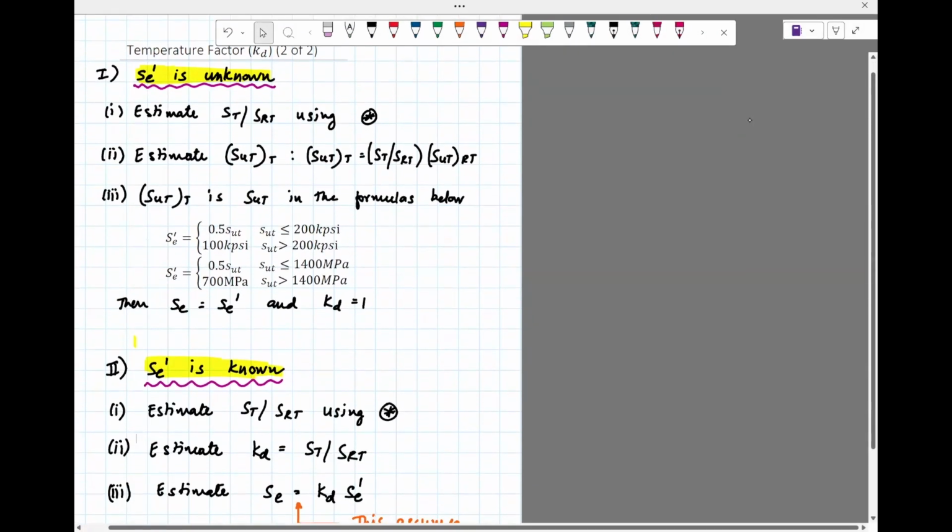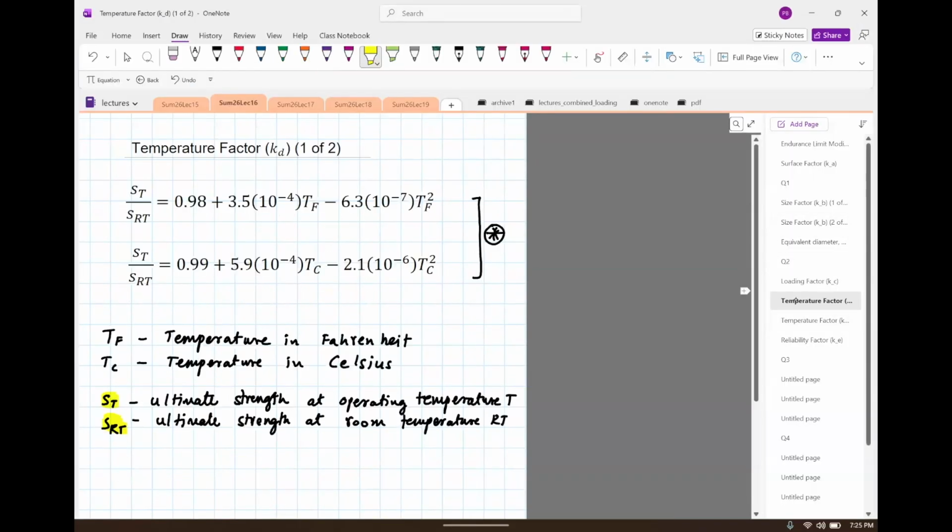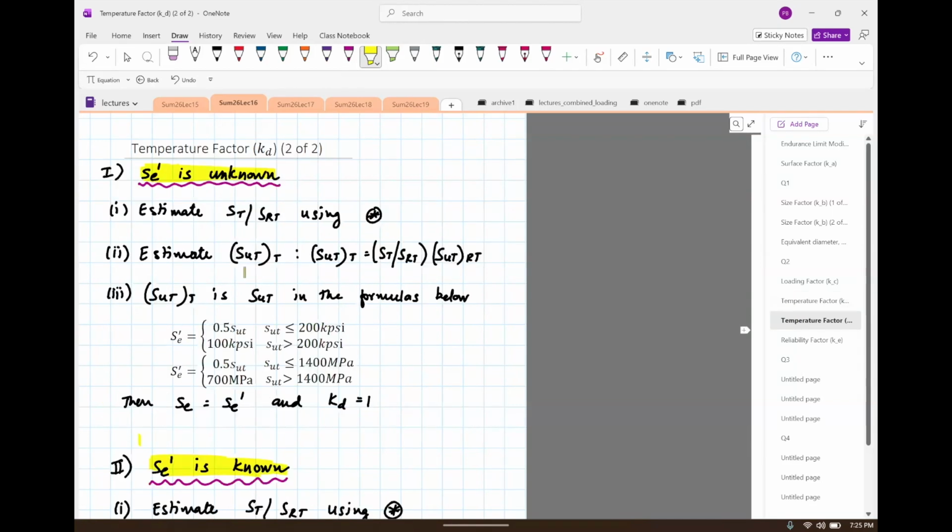Okay, so first, if SC prime is unknown, you'll estimate the ratio, which is given on the previous page. How to get the ratio? You only need to know the operating temperature, maybe 360 Fahrenheit or 200 Celsius. You'll put that in and get that ratio. Then you'll estimate the ultimate strength, SUT, at T, the operating temperature, say 360 Fahrenheit or 200 Celsius, based on the ratio you computed and SUT at room temperature. So normally, when you're given the ultimate strength, you're given it at room temperature.